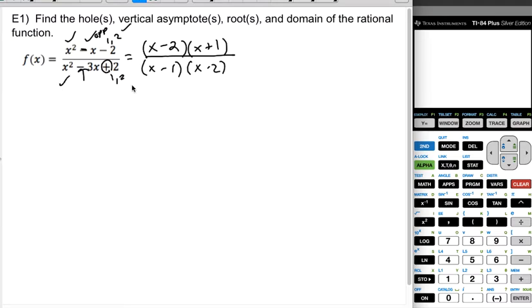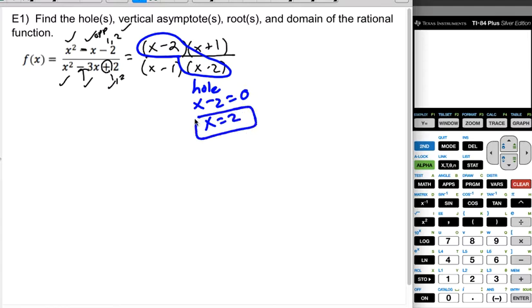X squared is correct. Negative 2x and negative 1x is a negative 3x plus 2, right? So now I'm going to walk through what all these things are. The factor that cancels is going to be a hole. So when x minus 2 is 0, x equals 2 will be a hole. Factors in the denominator that don't cancel are going to create problems. They're going to be vertical asymptotes, right?